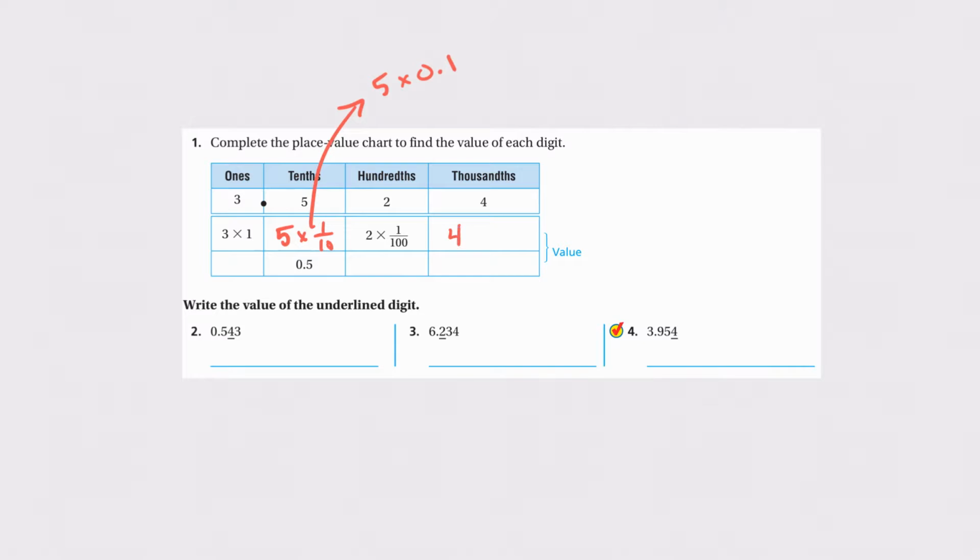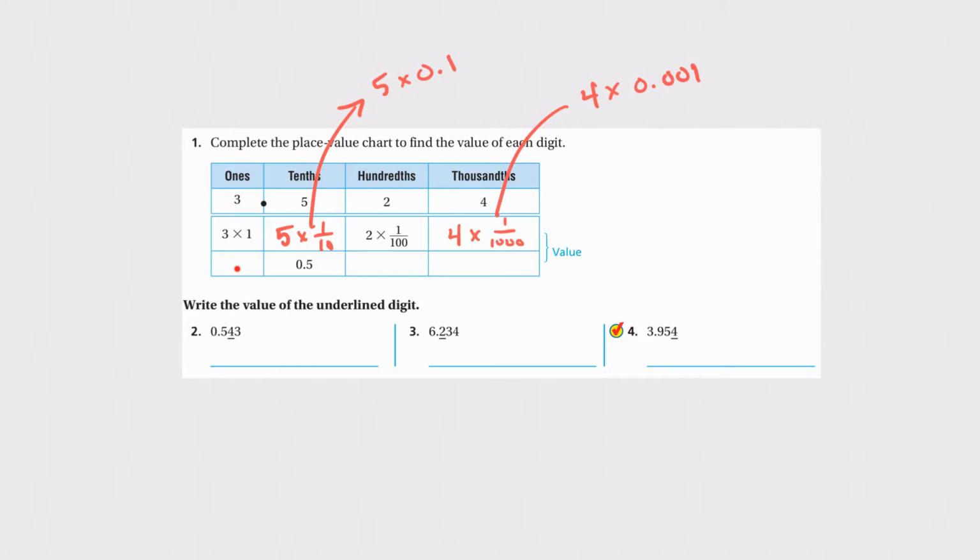Over here, we would have 4 times. Can you guess what the fraction is going to be? It's going to be 1/1000th, because this is the thousandths place. So it's that simple. Or as a decimal, it would look like this, 4 times 1,000th. Okay, and then I can do this bottom row down here.